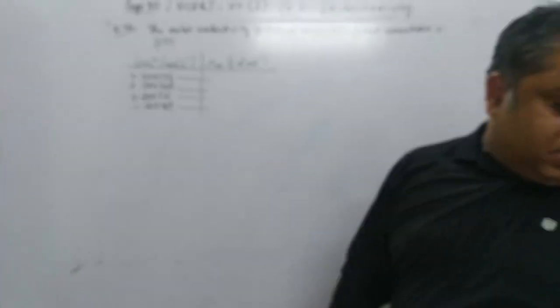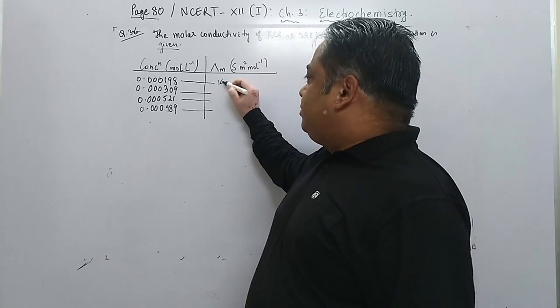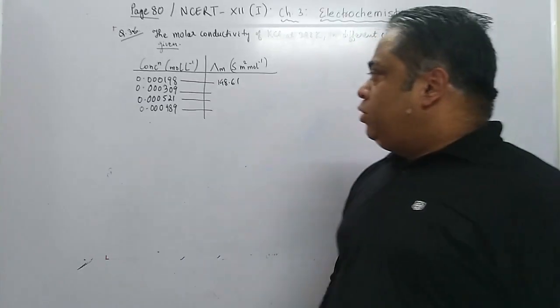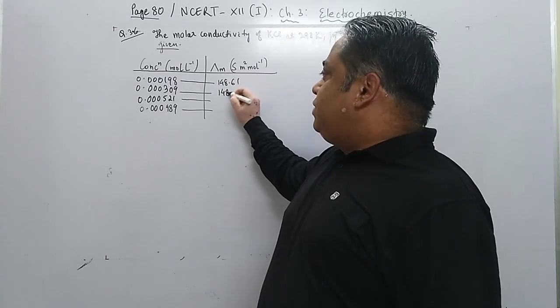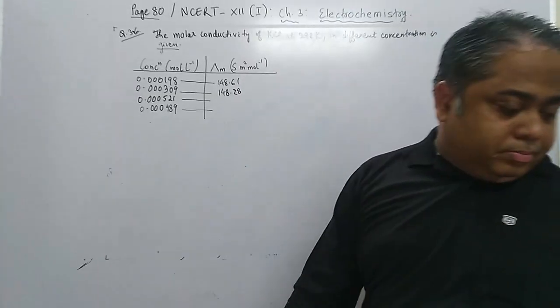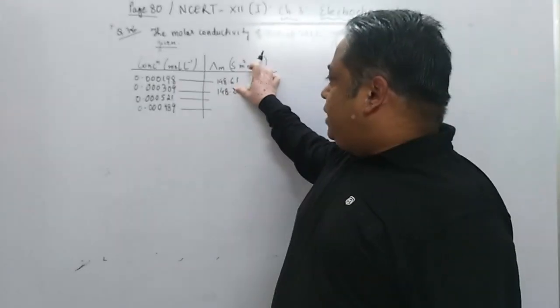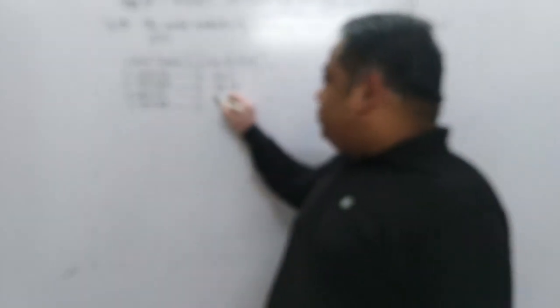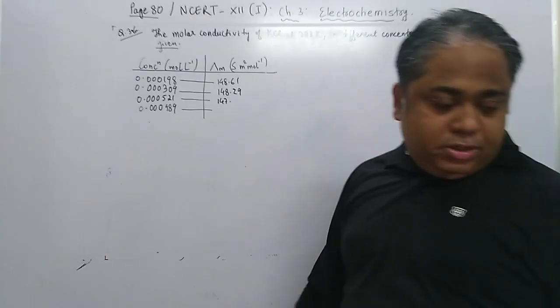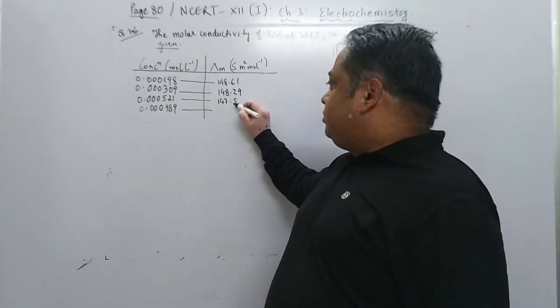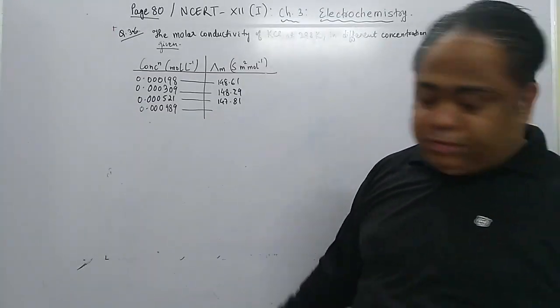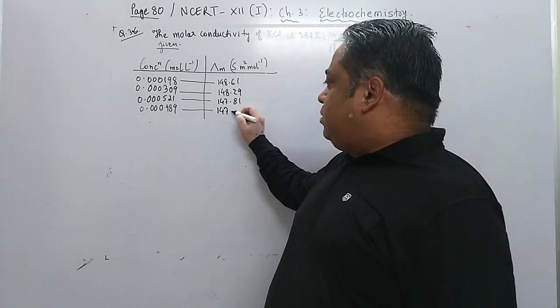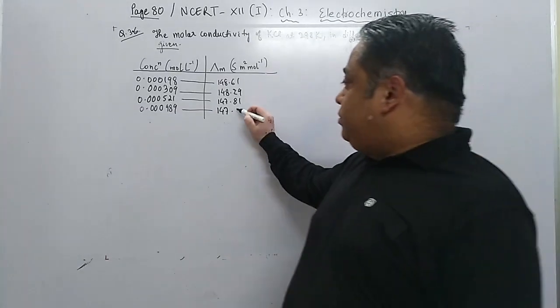Molar conductivity for the first concentration is 148.61. For the next it is 148.29, a very close value, and next is 147.81 and 147.09.